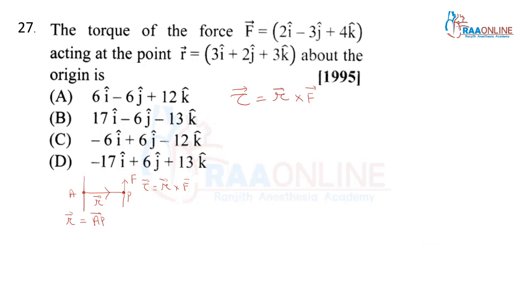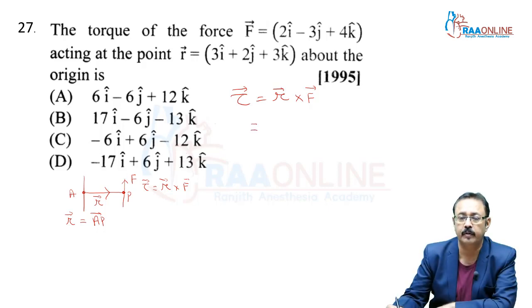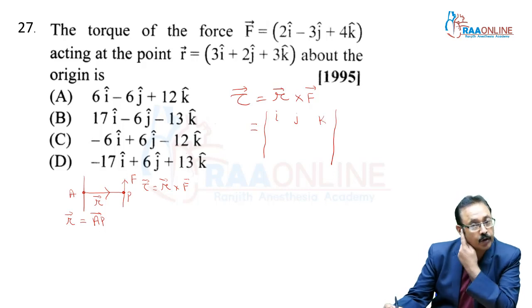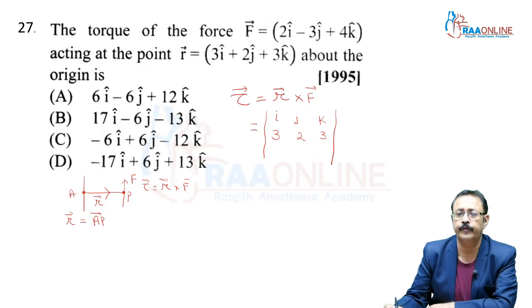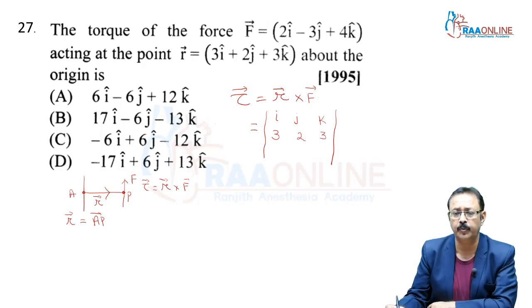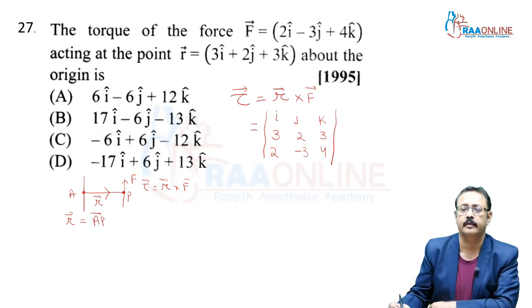So now the problem was very simple. We want to calculate the cross product of two vectors. So what we have to do? We have to solve one determinant. First row I, J, K. Second row from R, the coefficients of I, J, K are 3, 2, 3. Coefficients of F are 2, minus 3, 4.